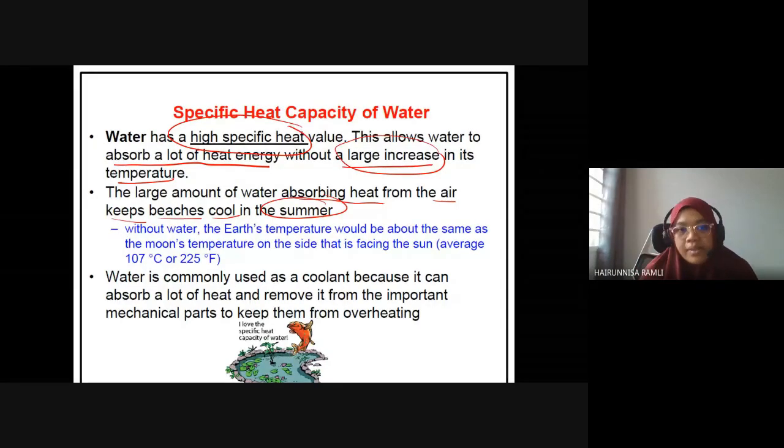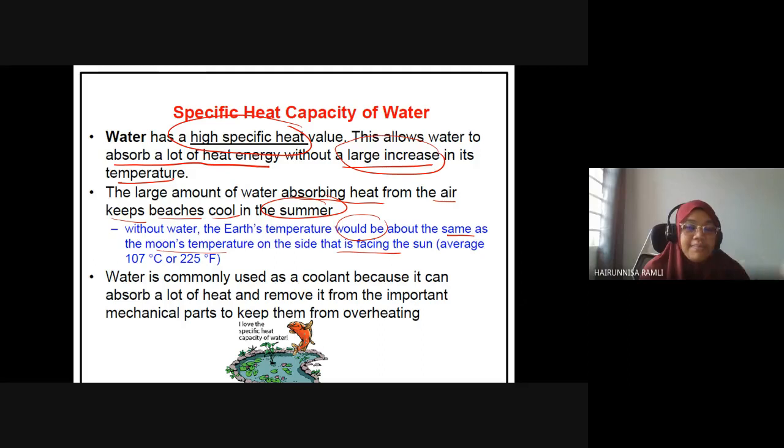So that's why here we can conclude, bila kita boleh relatekan with this specific heat of water lah. Okay, so you can see here, without water, the Earth's temperature would be same as the moon's temperature on the side that is facing the sun. So kita tahu our Earth consists of 70%, betul ke? I'm not sure, saya lupa dah sebenarnya. Okay, so paling banyak in Earth is actually water kan? So kalau you imagine tak ada water, what is our temperature? 107 degrees Celsius. So maksudnya boleh ke kita nak survive, to live with this kind of temperature.